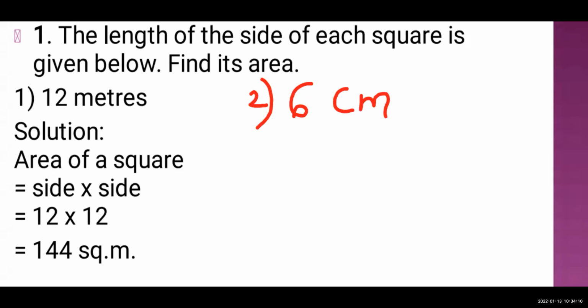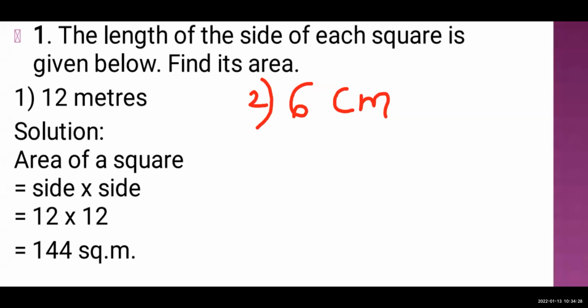Very good Kritika, you have given the right answer. Yes, very good. Yes, okay, very nice. Aniket is also right.